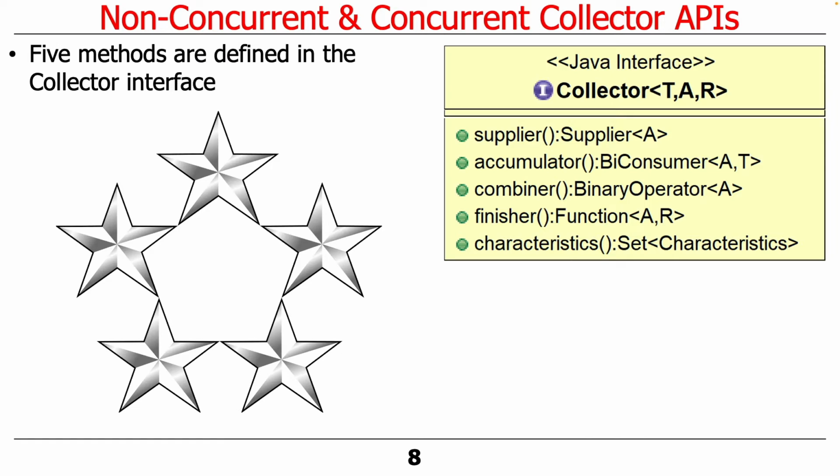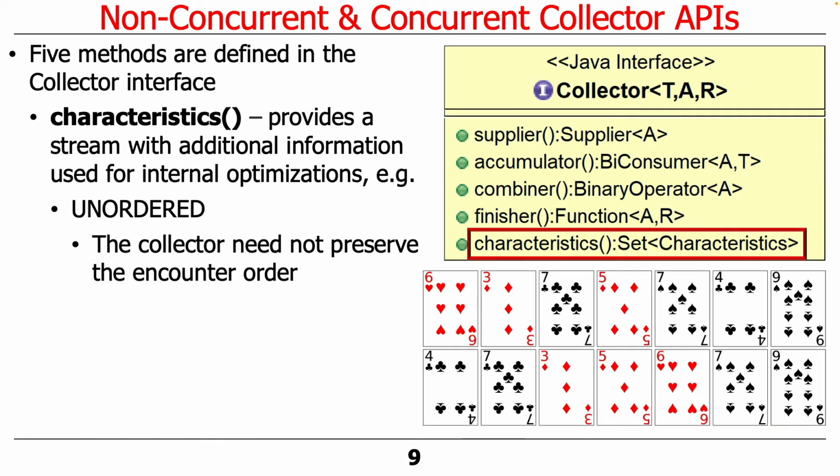There are a total of 5 methods defined in the collector interface. The first one, which is perhaps the key one for this discussion about concurrent versus non-concurrent, is the characteristics method. It basically provides metadata about the collector used by the Java Streams framework. The framework uses this internally for all kinds of good purposes, for optimizations and other features. One of the characteristics is unordered, meaning that the collector doesn't have to preserve the encounter order. And sometimes it doesn't matter.